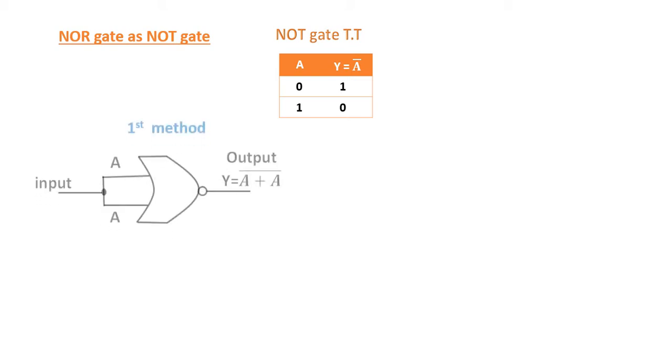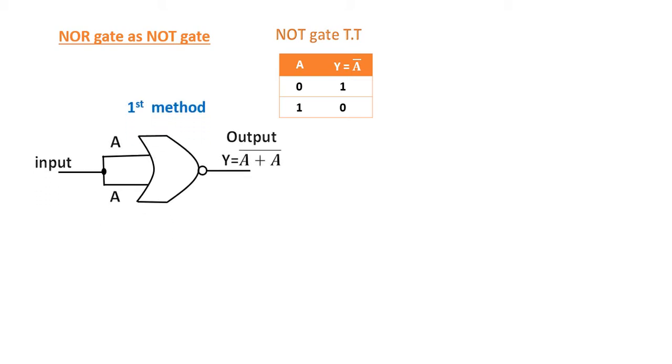Our first method is this one. Here you can see both the inputs of our NOR gate are merged into a single input, so the input of the NOR gate is named A and A. We know that the output of a NOR gate is the complement of the Boolean addition of its inputs. Here we have two inputs, A and A, merged into a single one, and the output of our NOR gate will be equal to (A + A) complement. This output is equivalent to the output of our NOT gate.